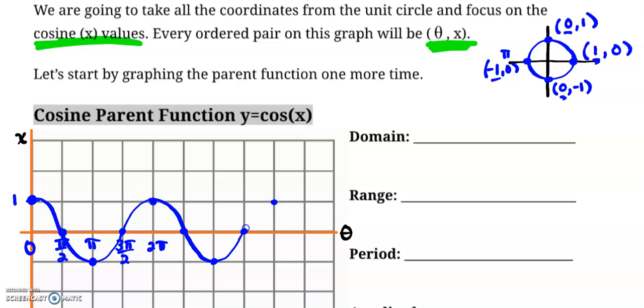Sorry folks, laundry going on right now. Clearly my dryer is done. All right, we'll worry about that later.